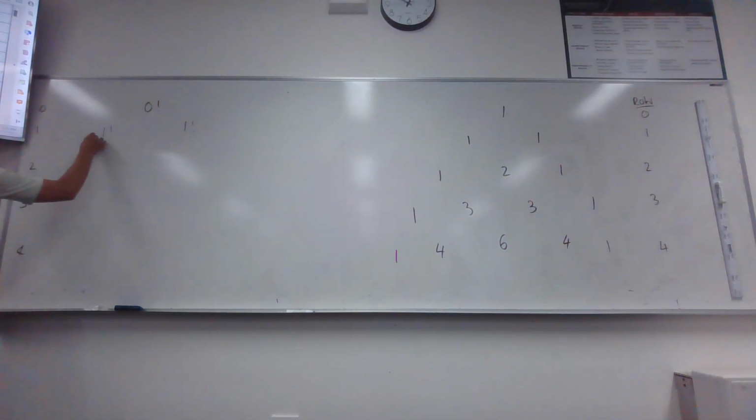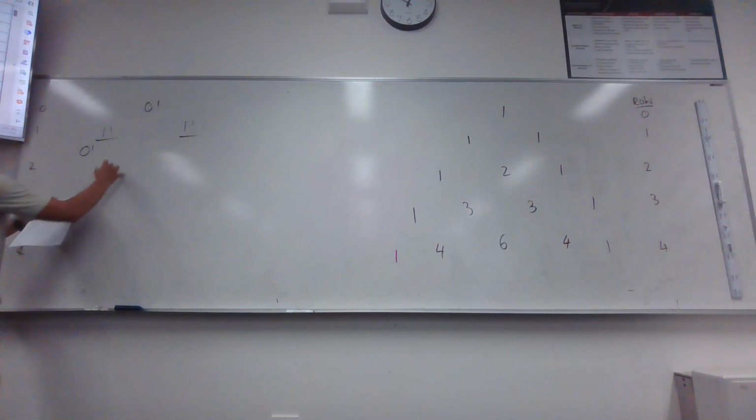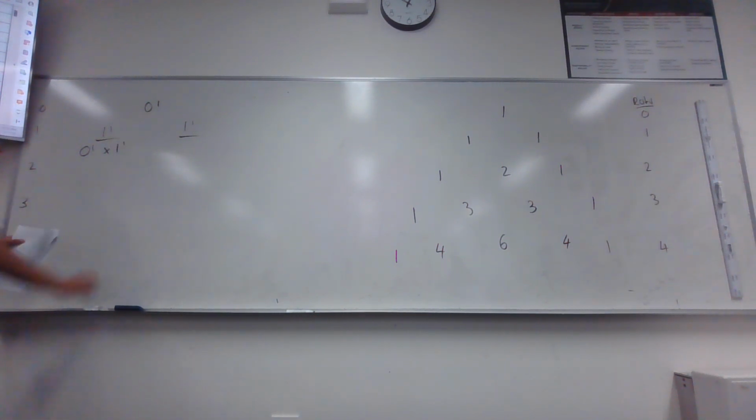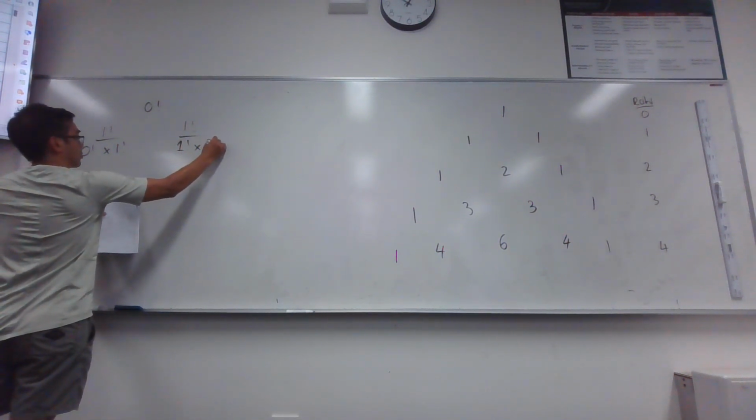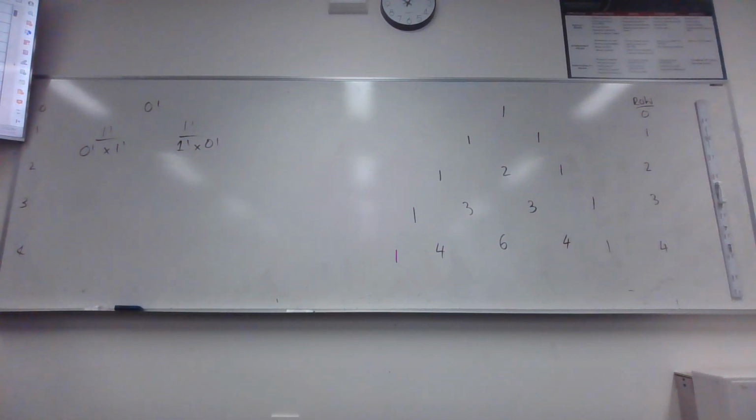Our factorials also need a denominator, and this is how we do it. We go 0 factorial times 1 factorial. I want to see if someone can pick up the pattern. 1 factorial times 0 factorial. That's going to look weird, but it's going to explain itself in the second row. Have a look.